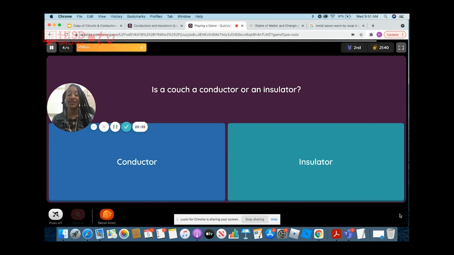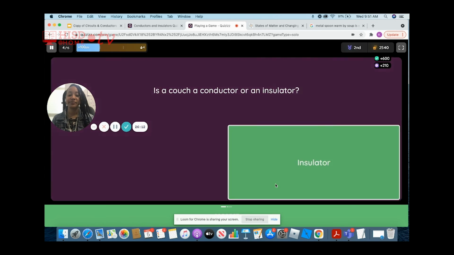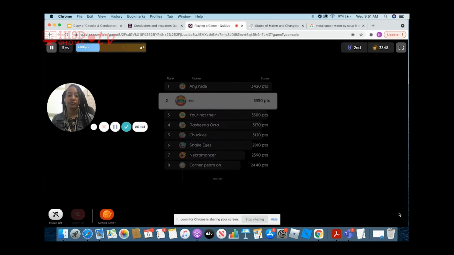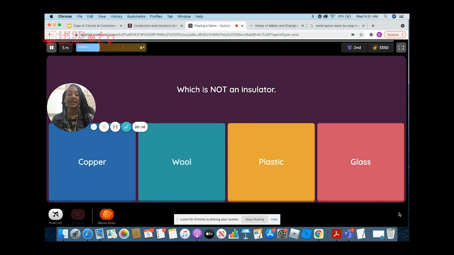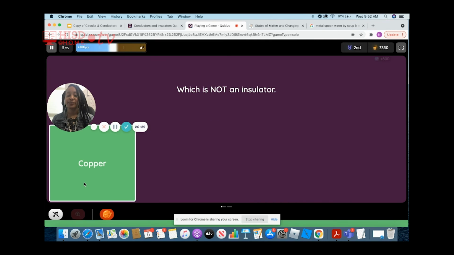Is a couch a conductor or is it an insulator? Right. The material that a couch is made out of is typically some cotton material, so it is an insulator. Which is not an insulator? So that means we're looking for the conductor. Out of these four, which one represents the conductor? Yes, the conductor out of these four would be copper.